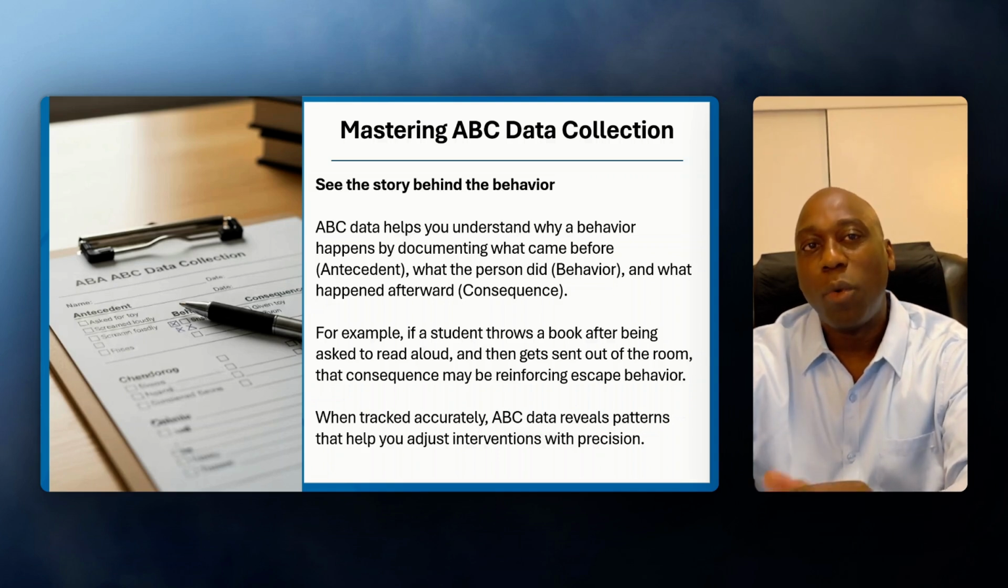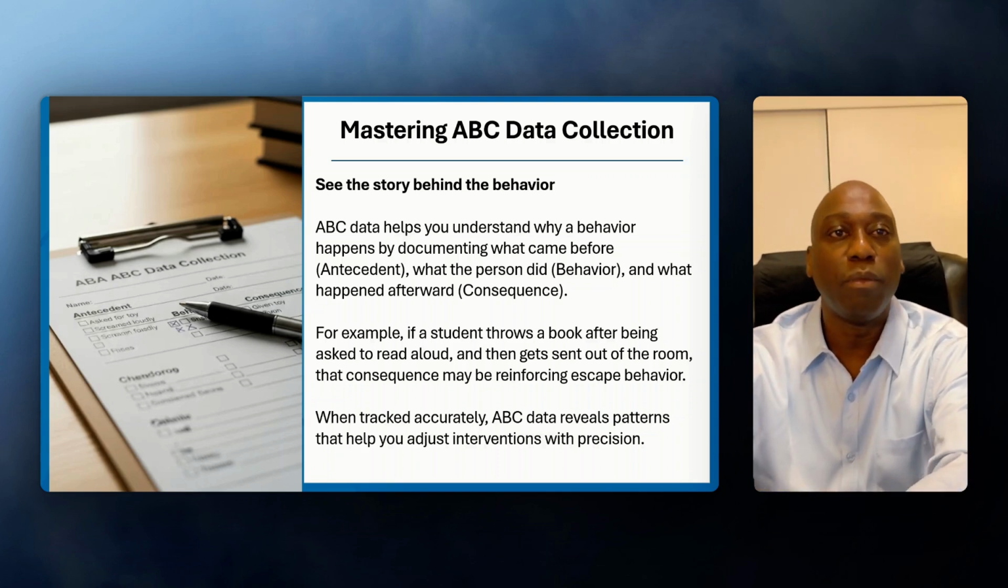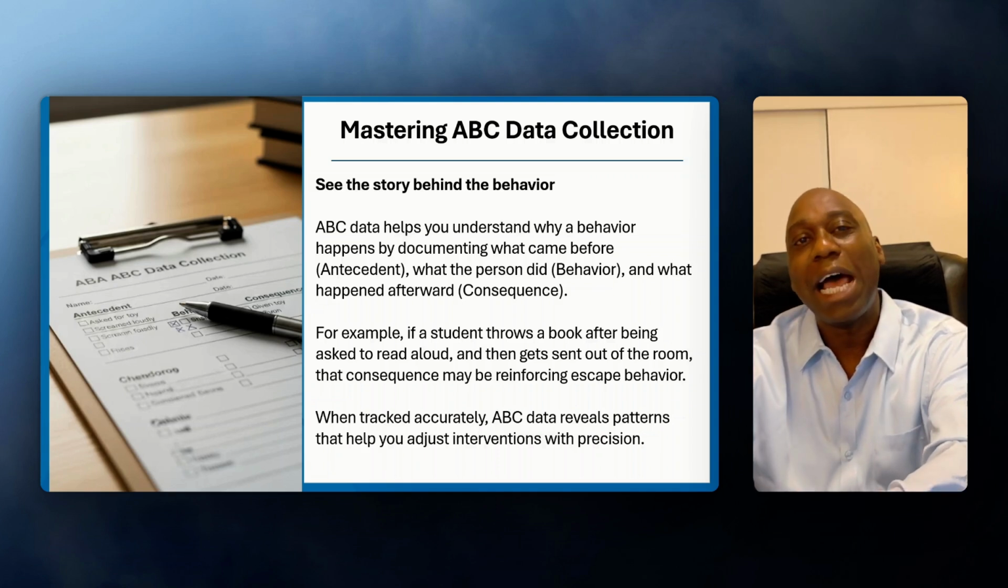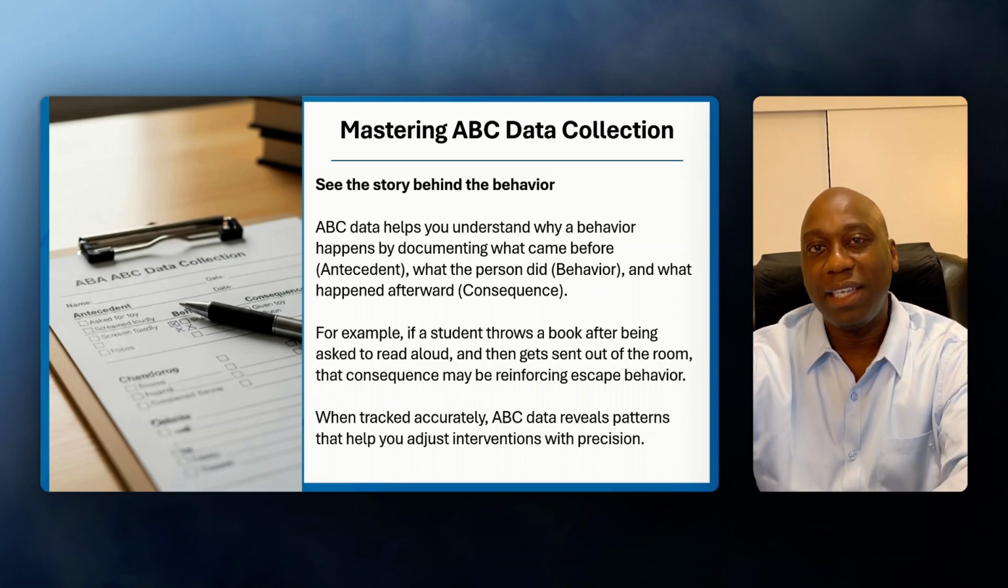If the antecedent was a reading prompt, the behavior was throwing a book, and the consequence was being removed from class. Now you have a full picture. And once you start to see this pattern repeat, you can design better ABA strategies like teaching a replacement behavior or modifying the demand. Precise ABC tracking is what turns daily disruptions into data driven interventions.